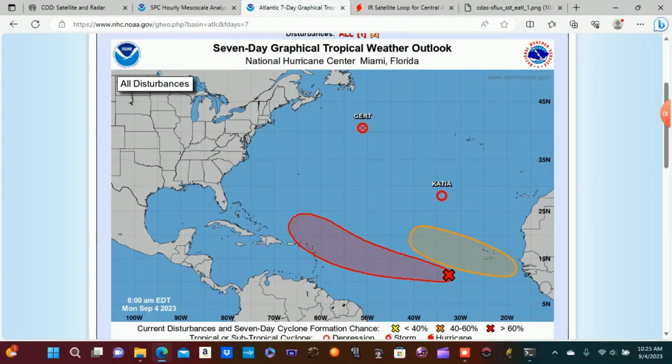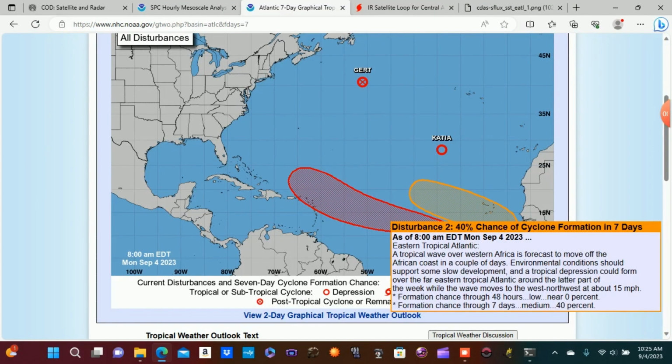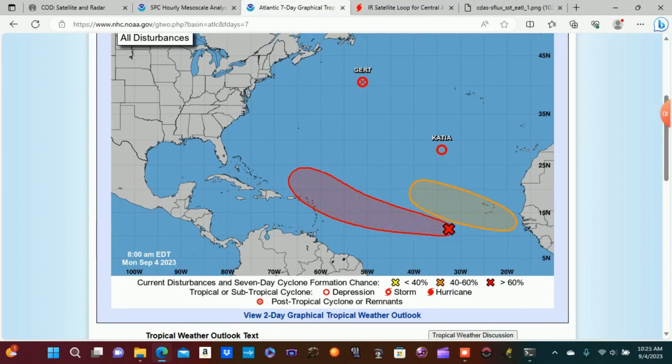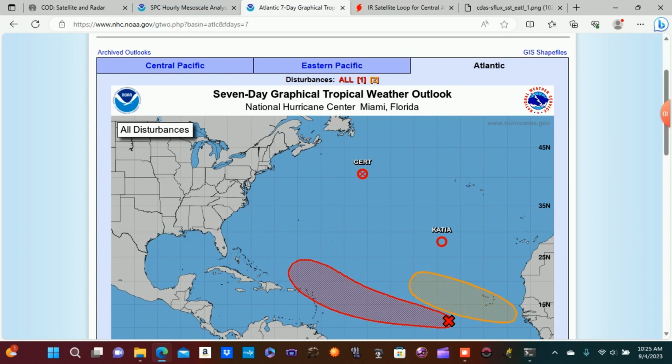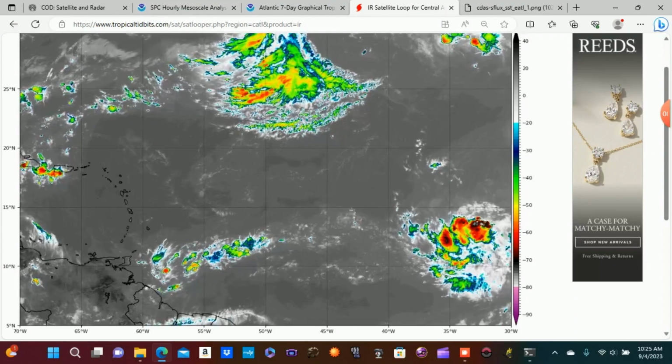As we look at the 7-day tropical weather outlook, the National Hurricane Center is also watching a second disturbance for potential development. A tropical wave over the western part of Africa is expected to move off the coast in a couple of days. Some slow development is possible, and a tropical depression could form over the eastern tropical Atlantic over the later part of this week. So while the tropics may be slowing down just a little bit, they're going to be picking back up later this week.